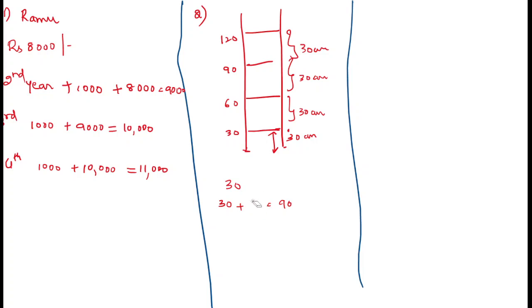Sorry, here there is a mistake. 30 plus 30 it should be 60. Yes, right? Then 60 plus 30 it should be 90. Then 90 plus 30 it is 120. So 120 centimeter. Okay, so these are about the distance of the rungs of the ladder.